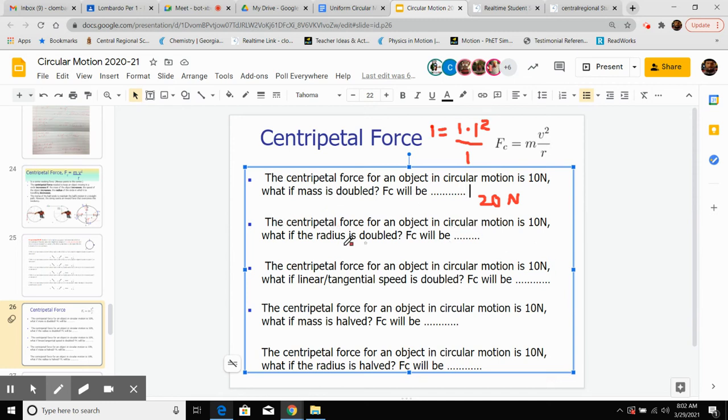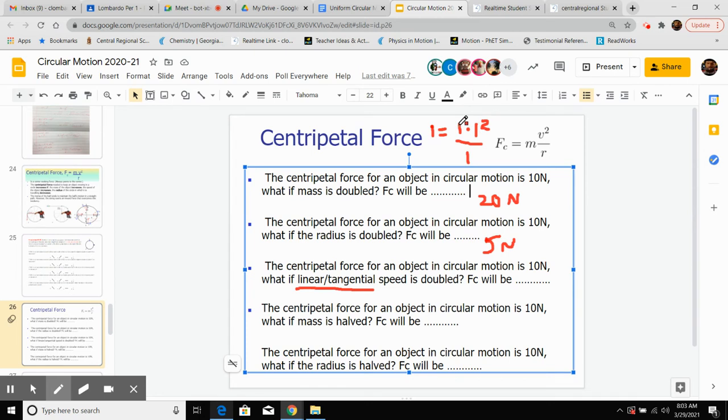Okay, well, what if the radius is doubled? Since it's on bottom, I would make that a 2, right? 1 squared is 1 times 1 is 1, so it's 1/2. So what is 1/2 of 10? You're not wrong. Centripetal force.